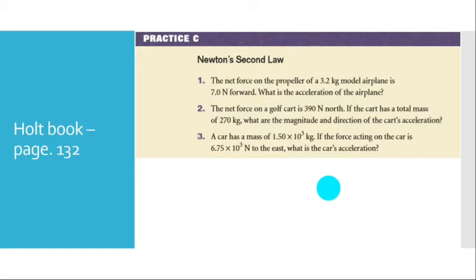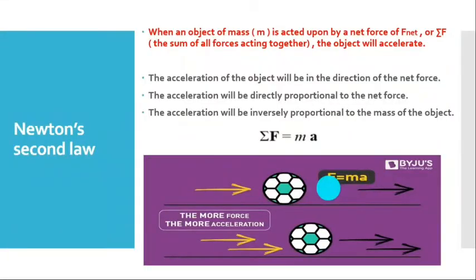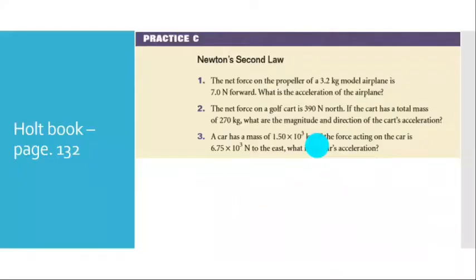Let's see, we have here examples about Newton's second law. Remember, the formula for Newton's second law is what? F equals mass times acceleration. Here's the formula again. Sum of forces, or net force, equals mass times acceleration. This formula is very important. We are going to use it from now till the end of this semester. Okay? Don't forget it. Sum of forces equals mass times acceleration.